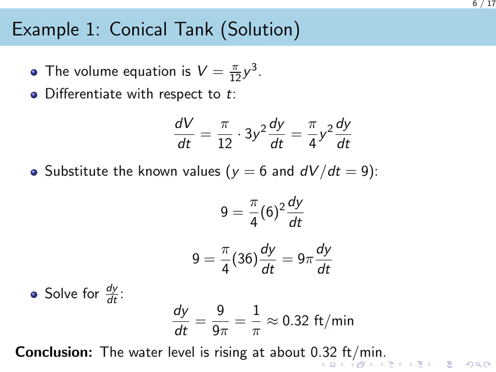Now, we can substitute the known values for the specific instant in question. The volume is changing at a rate of 9, and the water depth y is 6. This leads to the equation 9 equals 9 pi times dy/dt. Solving for dy/dt, we find it is equal to 1 over pi, which is about 0.32 feet per minute. The essential takeaway is to differentiate the general relationship first, and only then substitute the instantaneous values to find the unknown rate.